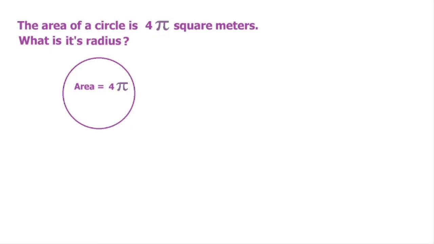In this video, I'm going to teach you about area and circumference of a circle. So if we have a problem like this that says the area of a circle is 4 pi square meters, what is its radius? So the area of the circle is equal to 4 pi.